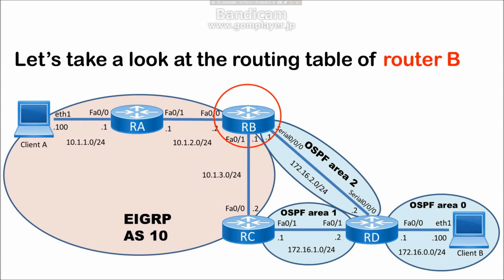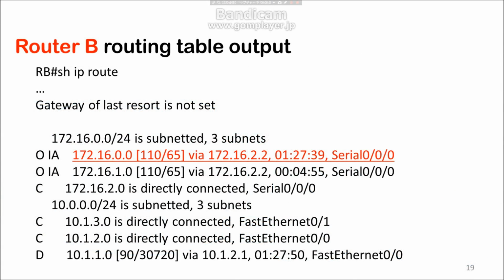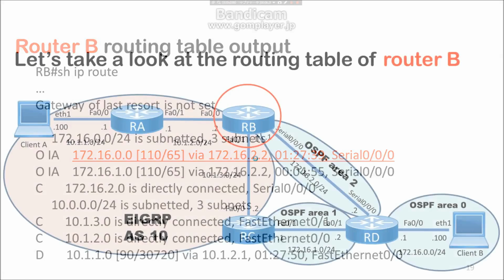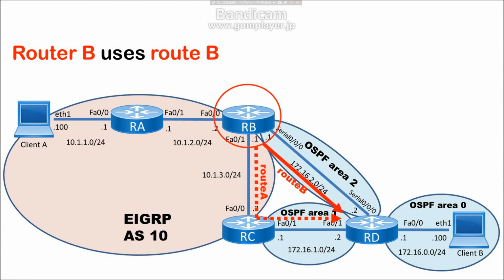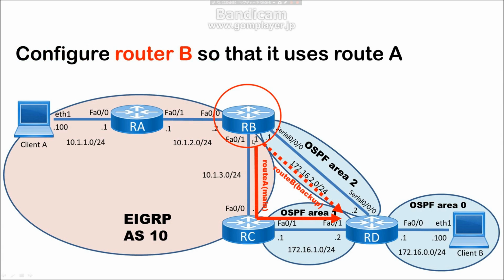Then let's take a look at the routing table of router B. It should look different because we configured redistribution. Here's what router B should look like. We can see a route to client B here, but the next hop is 172.16.2.2, which is router D. That means router B is using router D to get to client B. So we should make router B use router A. We should make router B forward packets to router C, because there's a requirement that we should use router A as the main route.